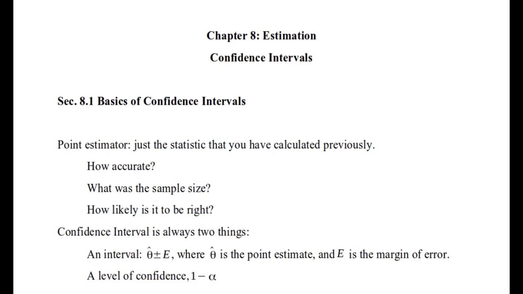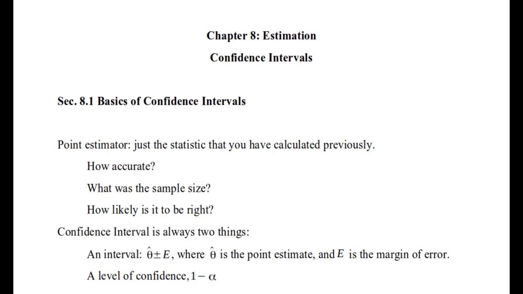So the obvious question might be, if I've got a sample statistic, like a sample mean or a sample population proportion, how accurately does that represent the population parameter? Coming at that question directly, you might say, well, it isn't accurate. The population parameter is almost certain to be something different.